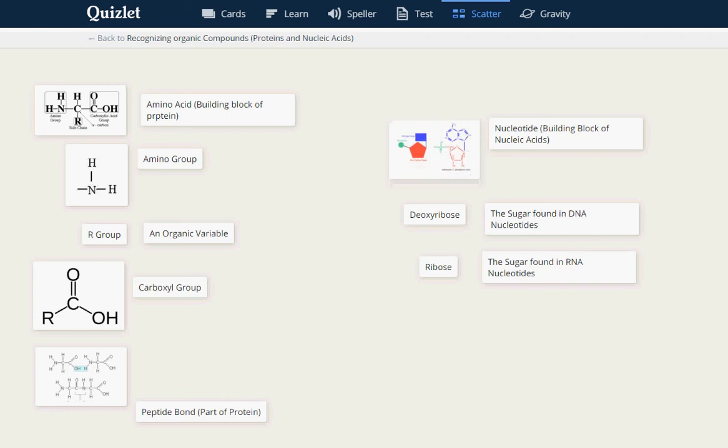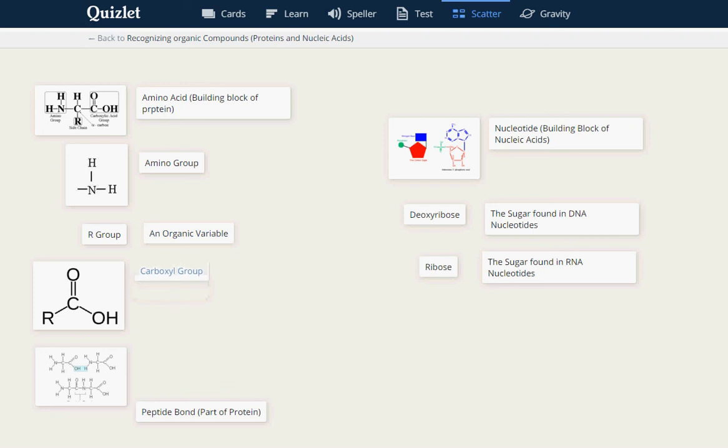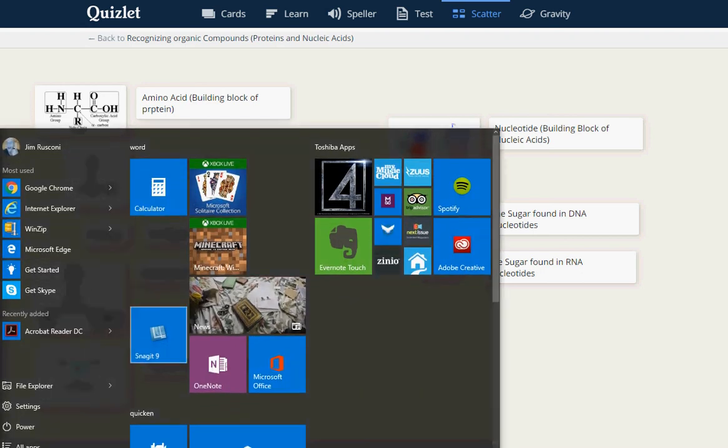Nucleotide, building block of nucleic acids, is a structure that has a phosphate, a sugar, and a base in it. And then these guys over here, amino acids, are the building blocks of proteins. The amino acids you can recognize because they have an amine group, an organic variable, and a carboxyl group. And when you link them together, they form a peptide bond. There's a lot of terminology you need to know, so you want to be careful to spend a little time studying at a time.